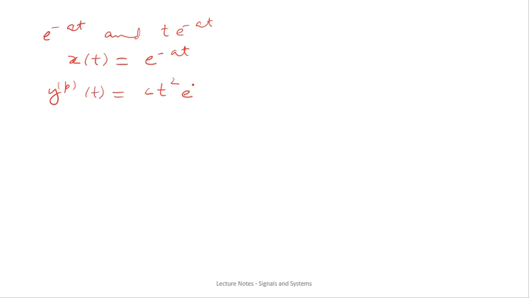For example, if the natural response contains the terms e raised to the power minus a t and t e raised to the power minus a t, due to a second order root at minus a, and the input is x of t equals e raised to the power minus a t, then in this case we assume a particular solution of the form c t square e raised to the power minus a t, because this should be independent of all the terms in the natural response.